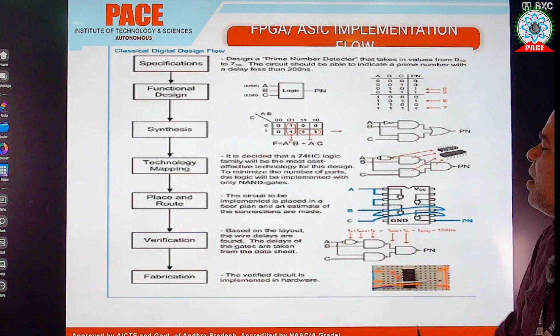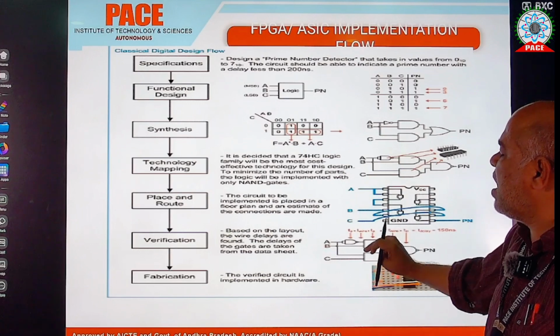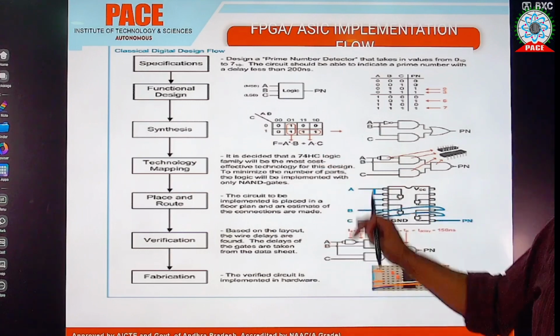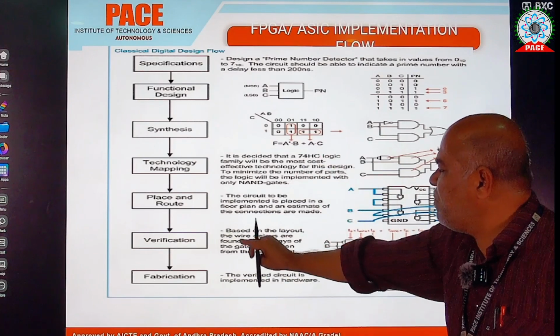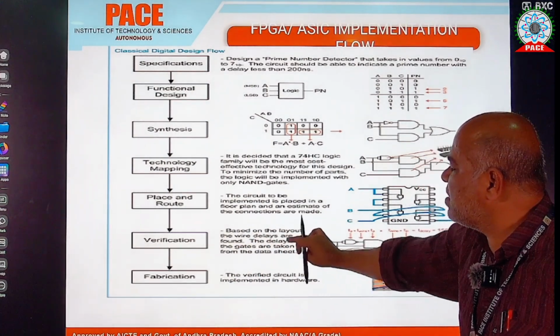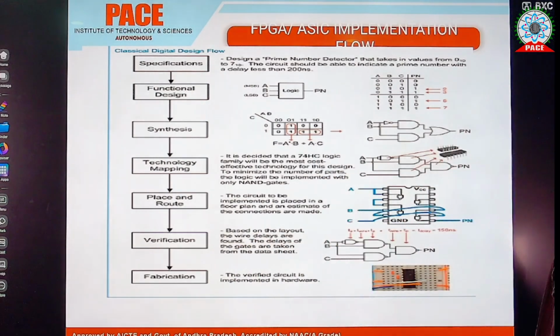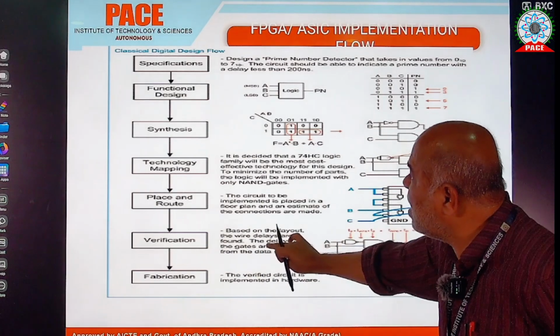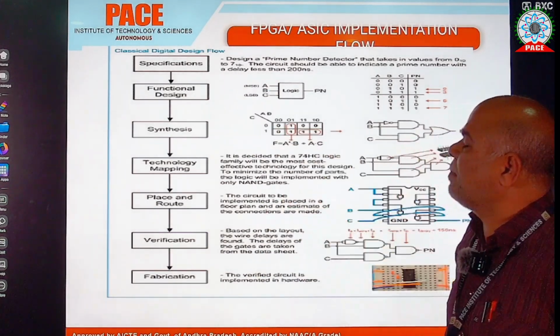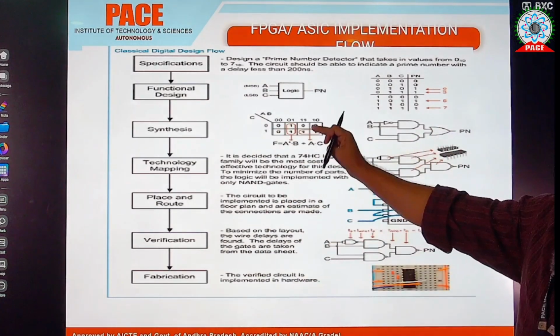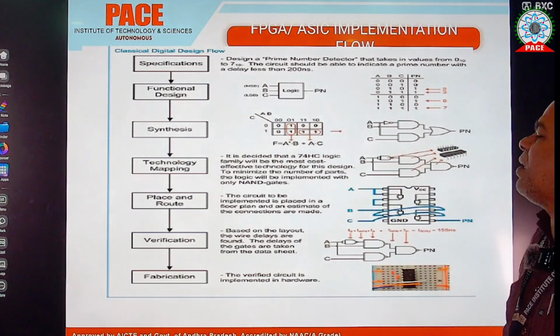Then you go to verification. Once again you check whether it is mapping or not mapping, that is, according to our specification whether you are getting the output or not. Then you have to check the verification, and then you can go to fabrication.